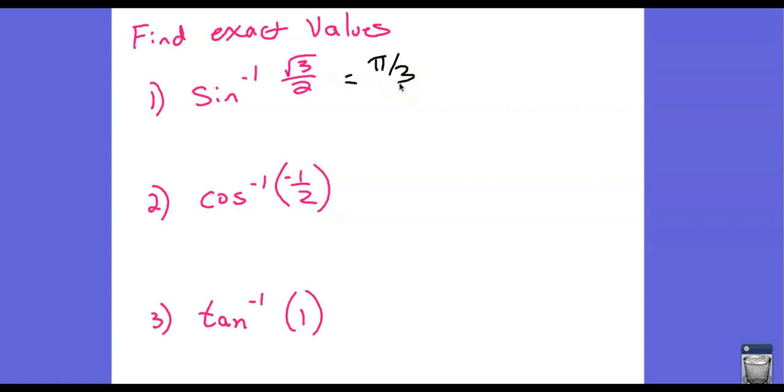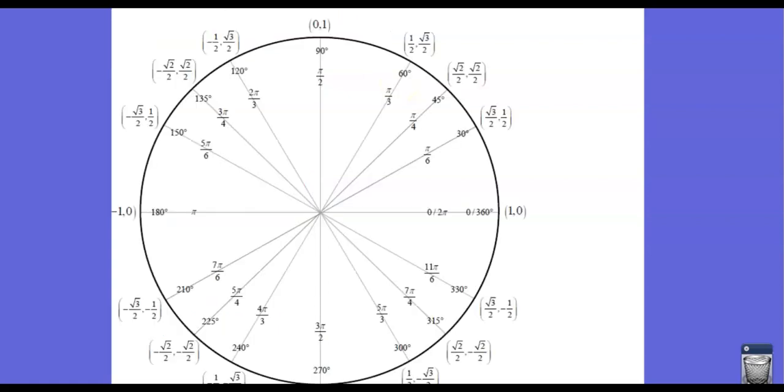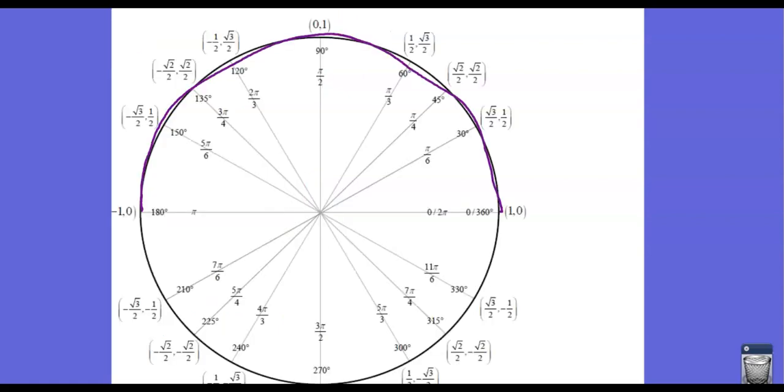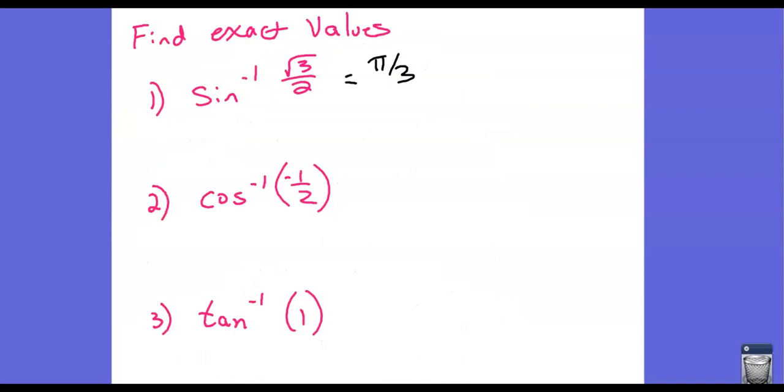And then similarly with cosine, inverse cosine of -1/2. Remember the restricted domain of cosine is this top half right here, and we're trying to find inverse cosine of -1/2. You notice -1/2 for cosine is right here, so this would be 2 pi over 3.